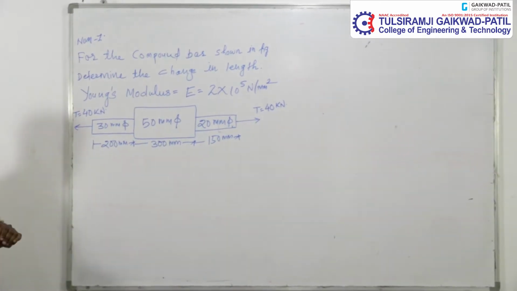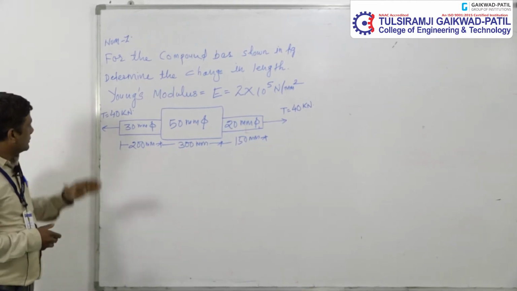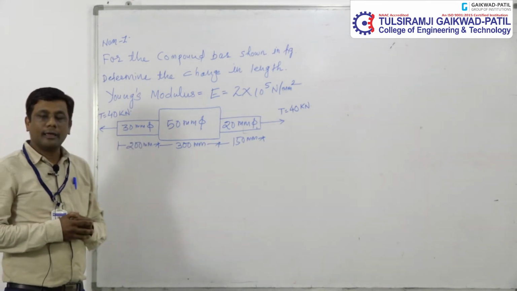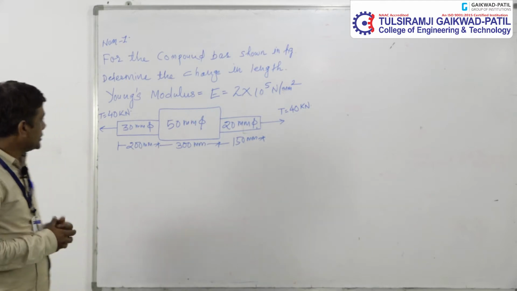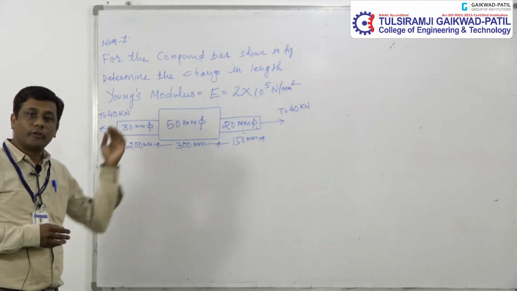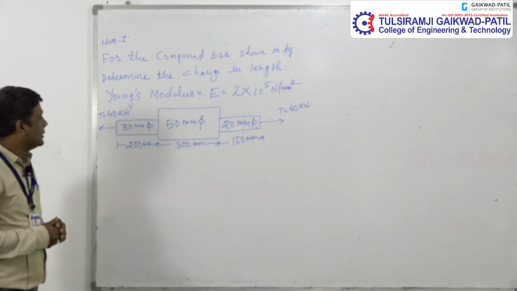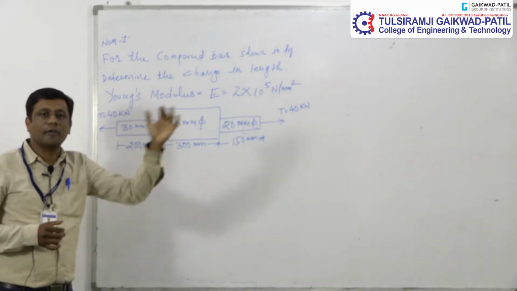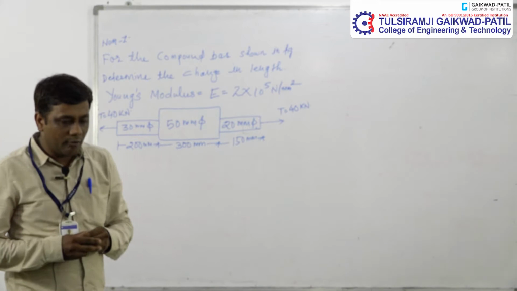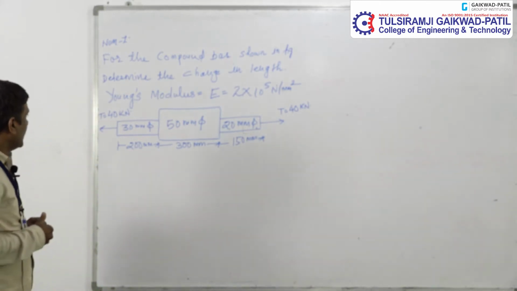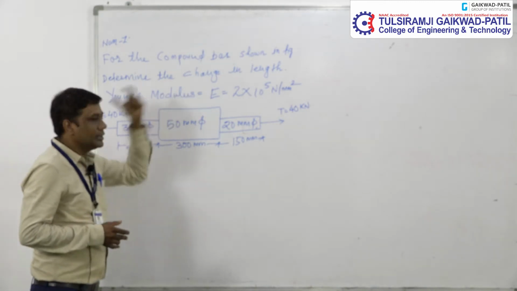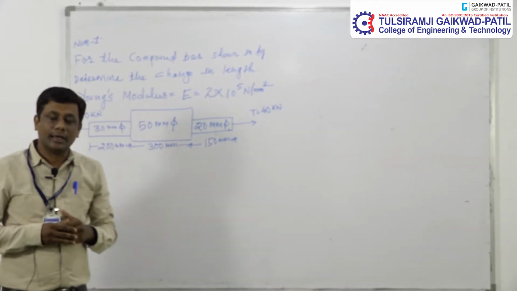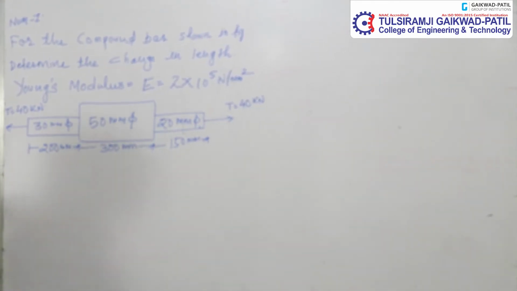So, from the figure we can say that the nature of the forces acting on this compound bar is tensile, because these 2 forces are acting away from the point. When forces are acting away from the point and the nature is tensile, there will be a change in the length, and that change in length is denoted by the notation delta L. Now, just see this figure.